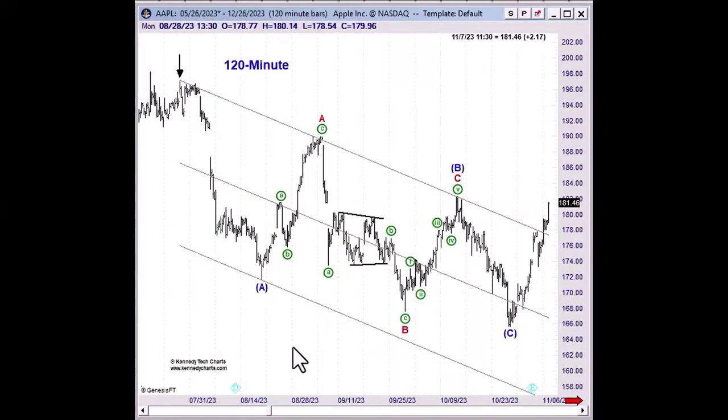We're going to be talking about running flats next week. A running flat is a 3-3-5 pattern where wave C is unable to terminate beyond the wave A extreme. So here's our 3-wave move up for wave A, 3-wave decline for wave B, and then a 5-wave move up. So these waves here, the red wave A and the red wave B, those are also zigzags, 5-3-5 formations.